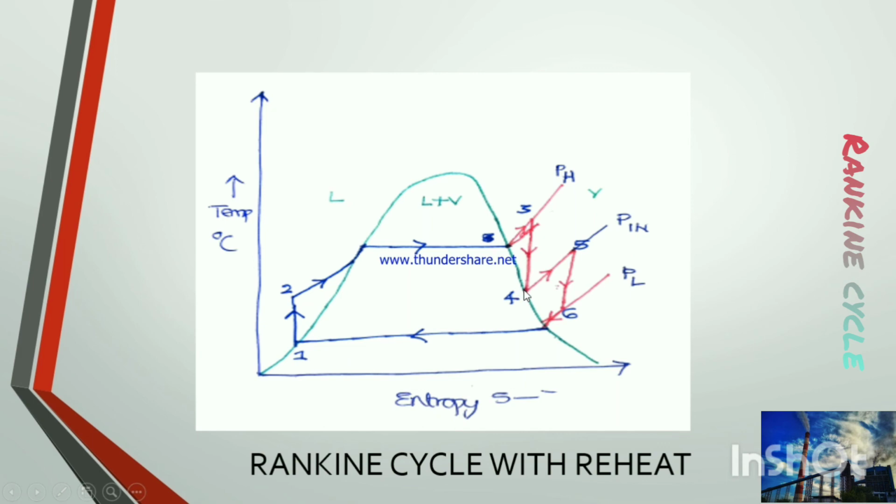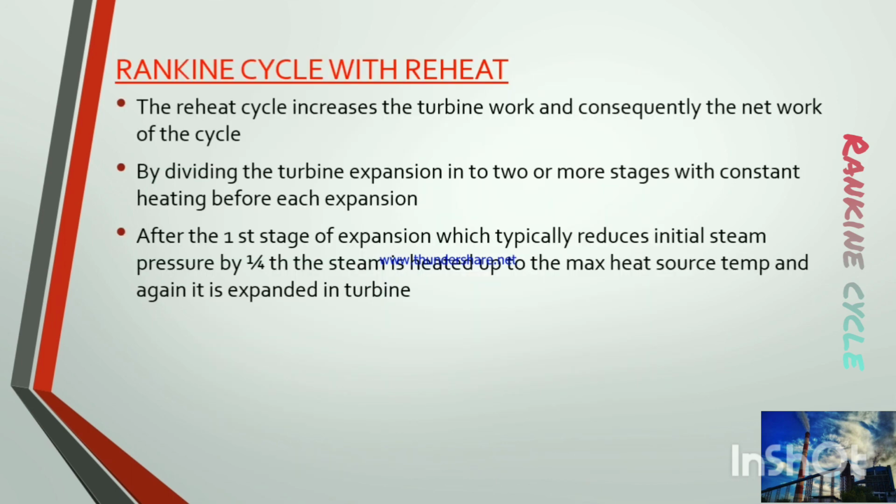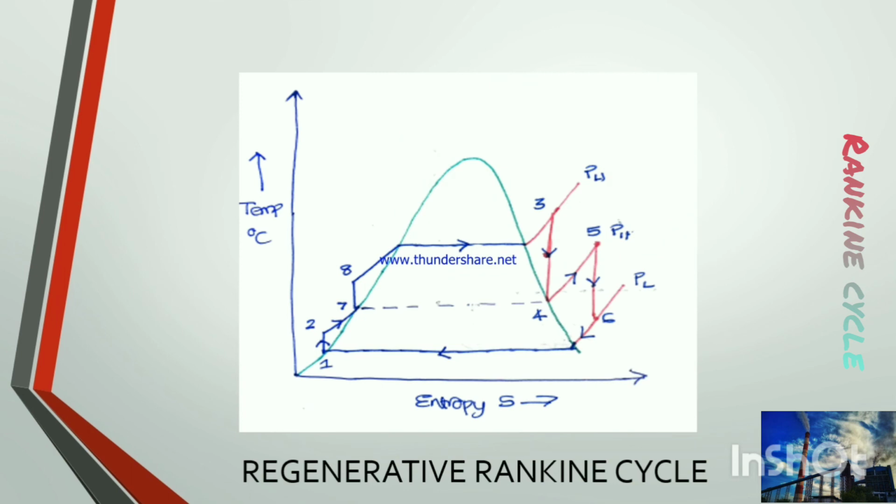That is, the pressure becomes 1/4 of the initial pressure, and the steam is again supplied to boiler where it is heated at constant pressure, and this heated steam then again passes through IP turbine, intermediate pressure turbine, where it undergoes isentropic expansion. Okay, so Rankine cycle with the reheat will increase the work done in the turbine. Consequently, the net work done of the cycle will increase.